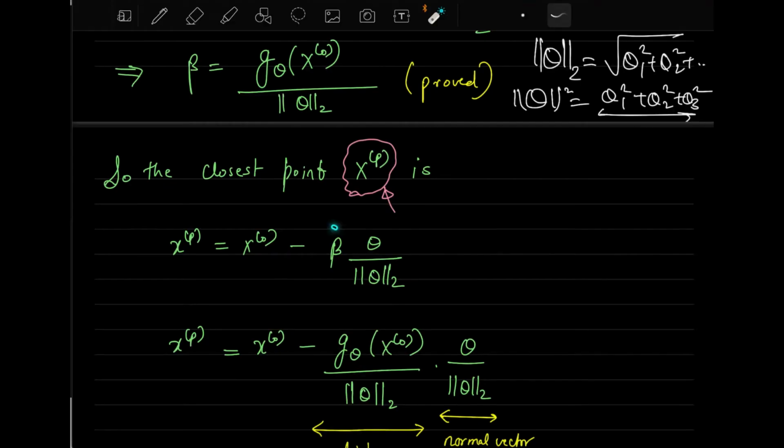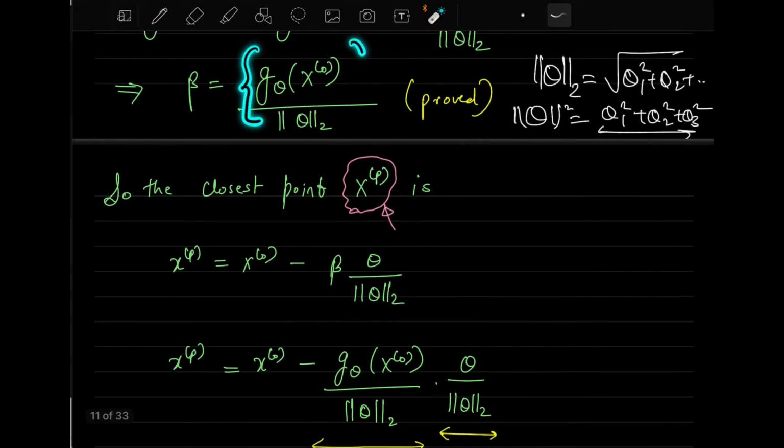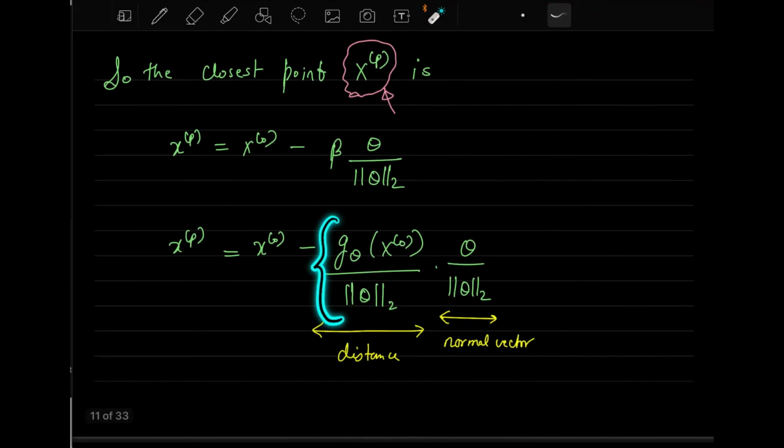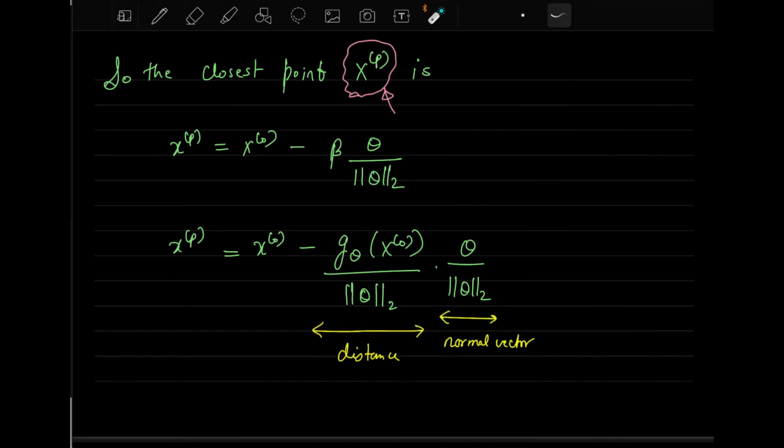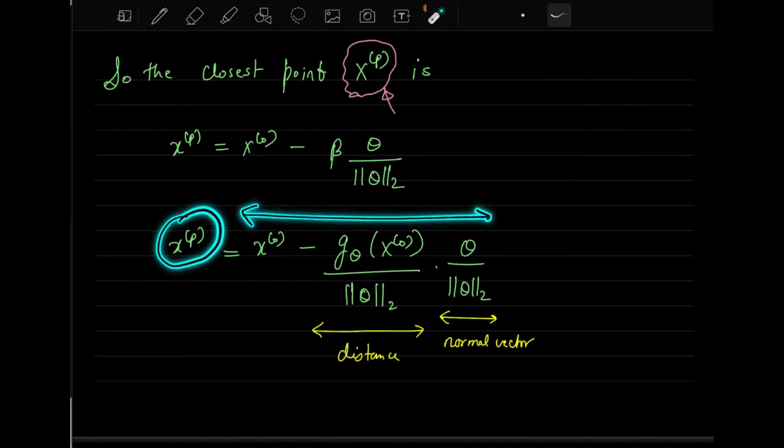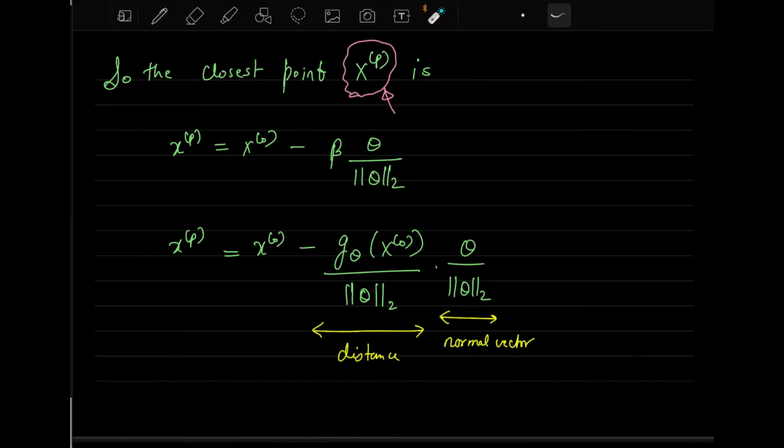And once you have this, you have already calculated the value of beta. The value of beta that you have calculated is this. You just substitute that value, you will get this as the distance, and this is the direction of the normal vector. So this is the point xp on the plane, and the point xp's location will be given like this. So this is the distance of the point x0 to the plane, and this is the normal vector, and it's in this direction. So this is the closest point xp which lies on the plane.